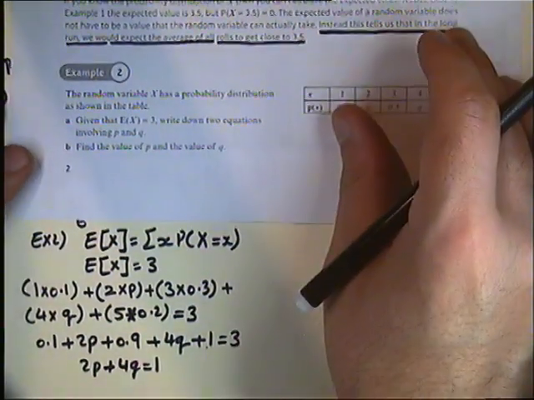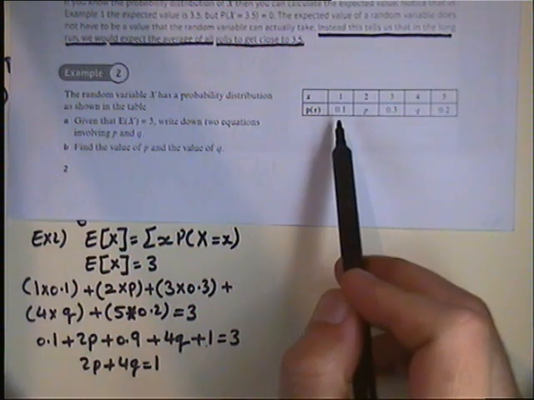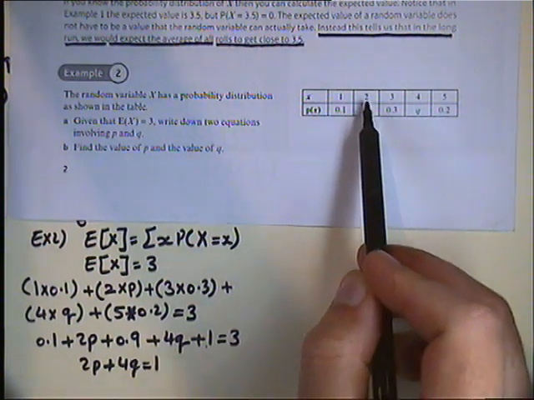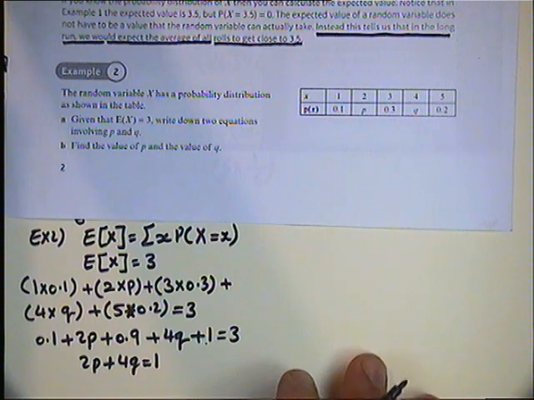So let's just delete the question here. We've got an equation for p and q, so we need another equation to be able to work out the value of p and q, because we've got two variables here with only one equation. But another equation could be the sum of 0.1 plus p plus 0.3 plus q plus 0.2 must be equal to 1, because the sum of probabilities must be equal to 1.